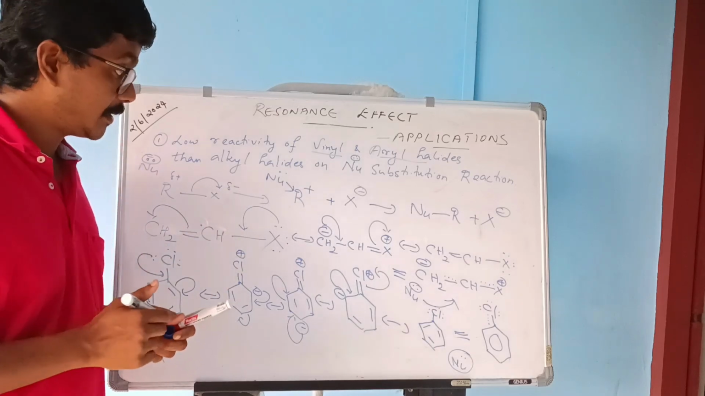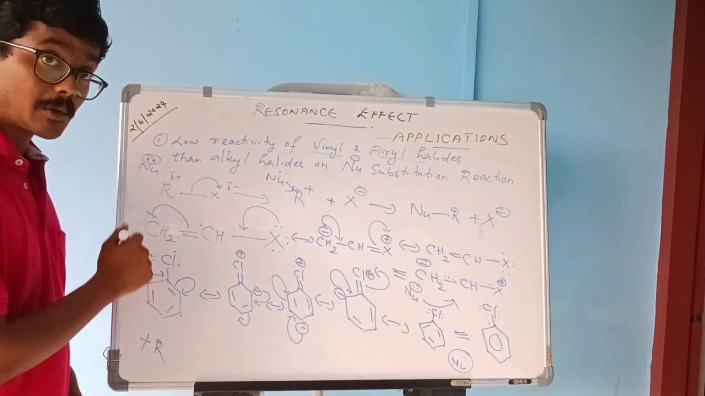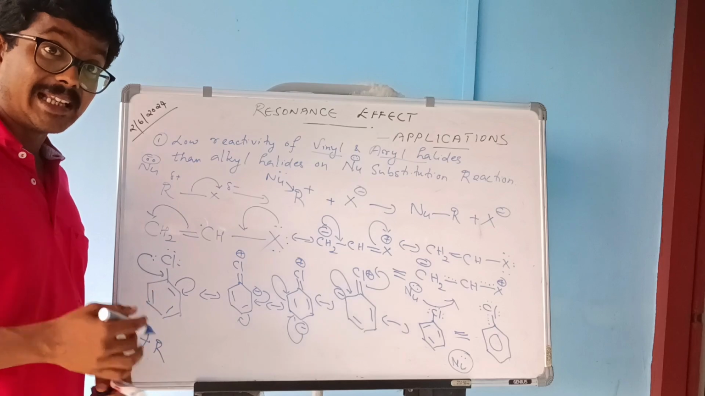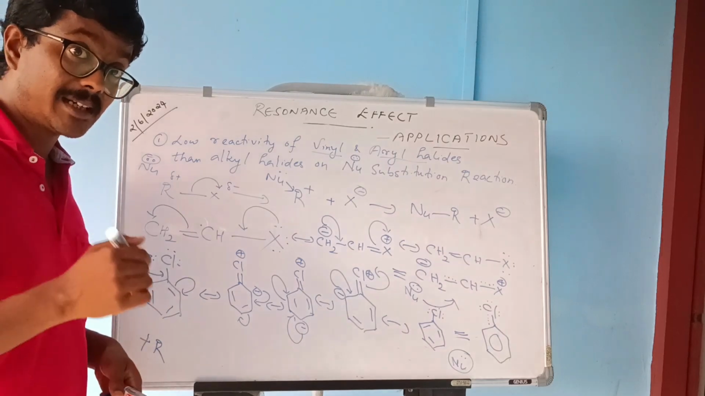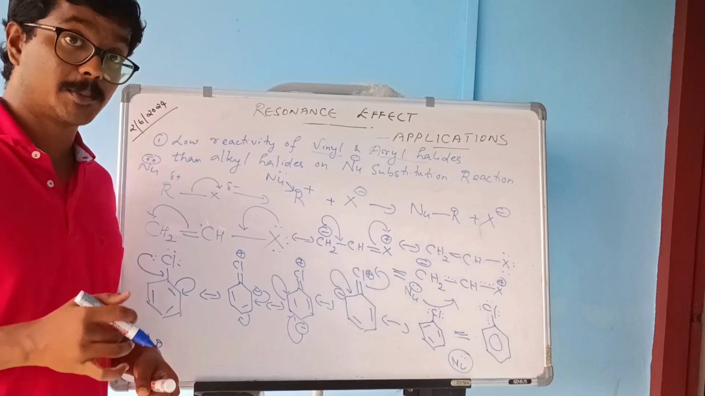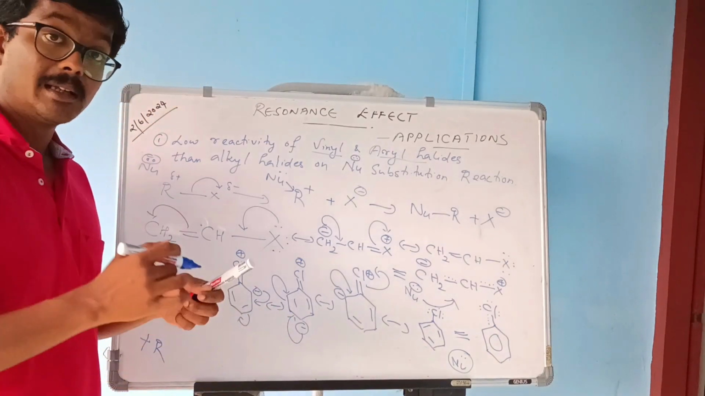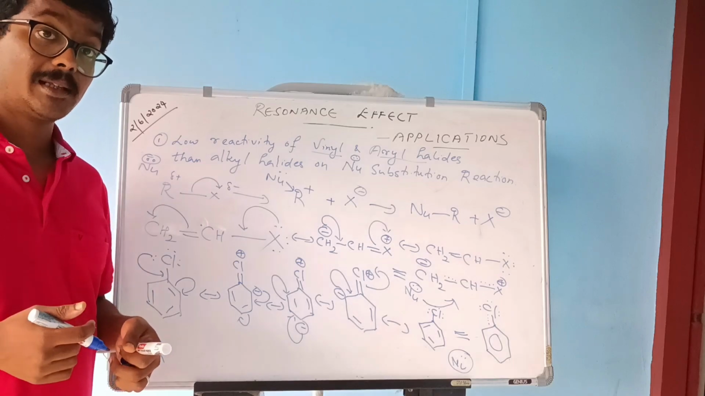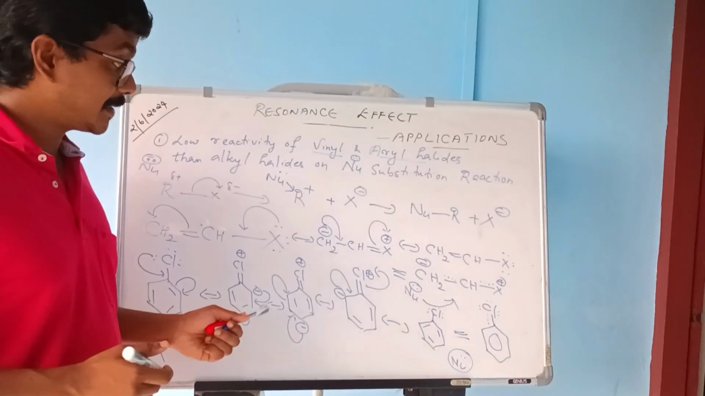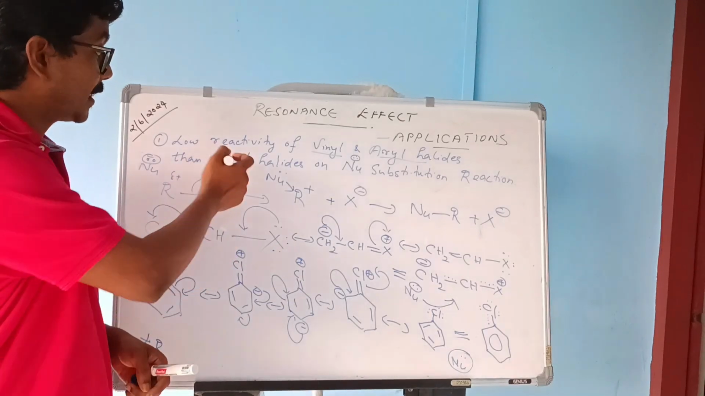In addition to that, one more point. Due to the plus R effect of this substituent chlorine atom, the electron density on the benzene ring will increase, which will hinder nucleophilic substitution reaction because the nucleophile itself is an electron rich species. So the negative charge delocalization will hinder the approach of the nucleophile. So these are the two reasons why aryl halide is less reactive towards nucleophilic substitution when compared with alkyl halides.